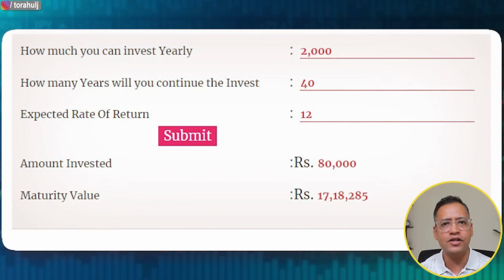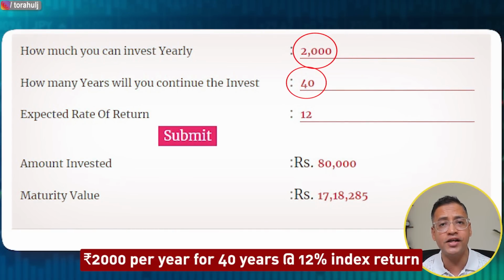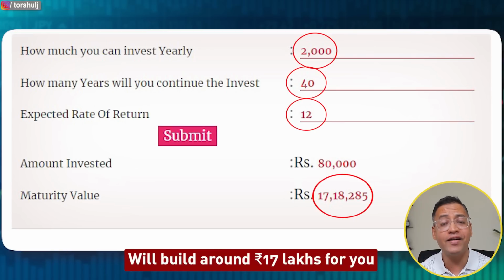The difference might seem to be around 2,000 rupees per year, but please understand one will end up paying this 2,000 rupees per year for another 30 to 40 years. And if I do some quick calculations, 2,000 rupees per year for 40 years at index returns of 12% will build around 17 lakhs for you.